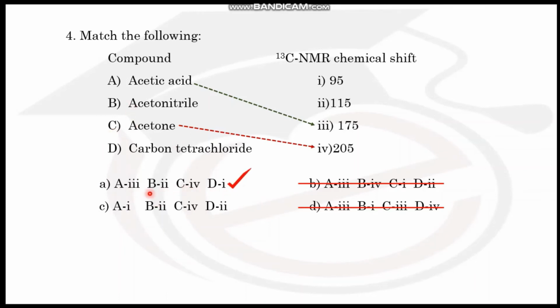And now we can check the other options. Acetonitrile is 2, 115, and option C, carbon tetrachloride, is 95. R4 we have seen, where R means alkyl group. If some electronegative atom comes, it will go downfield. Downfield means higher chemical shift value. Comparing all these, carbon tetrachloride is sp3 hybridized, so it will have the lowest value. Like that you can also consider. Okay, so option A is the correct answer.